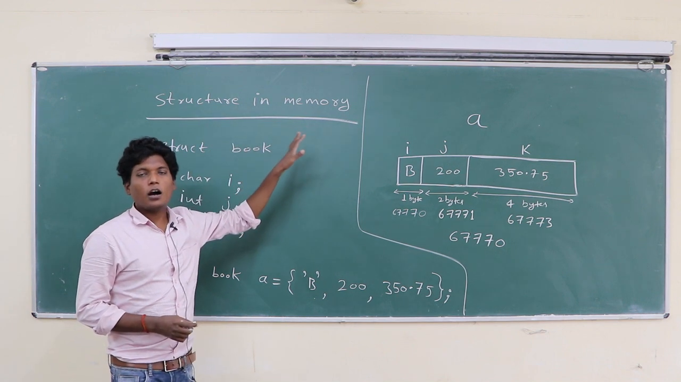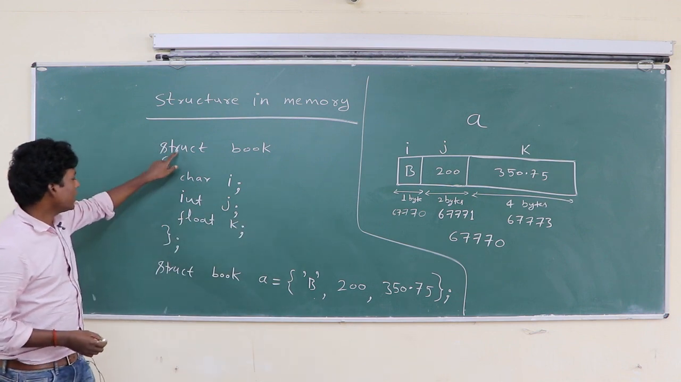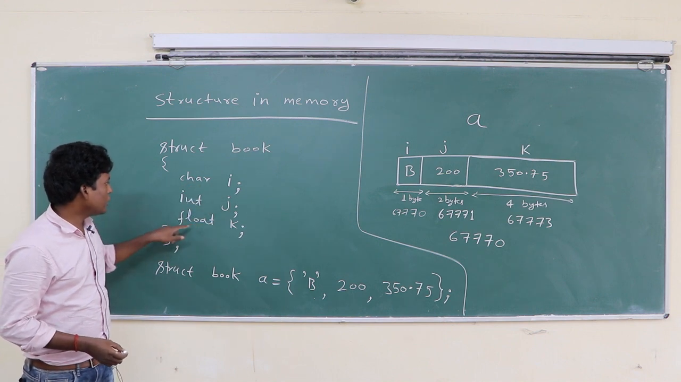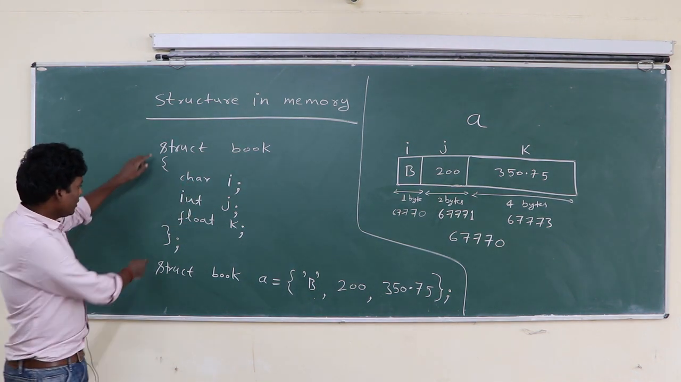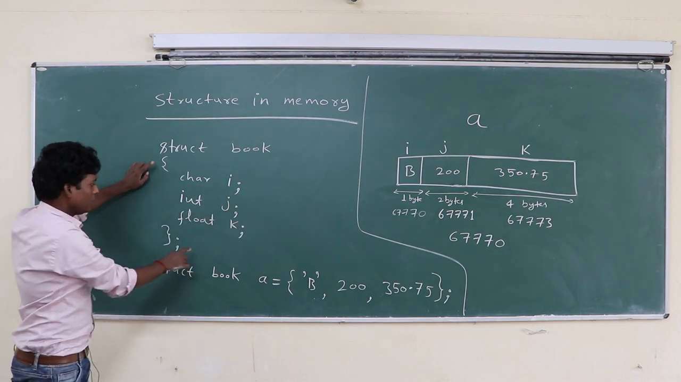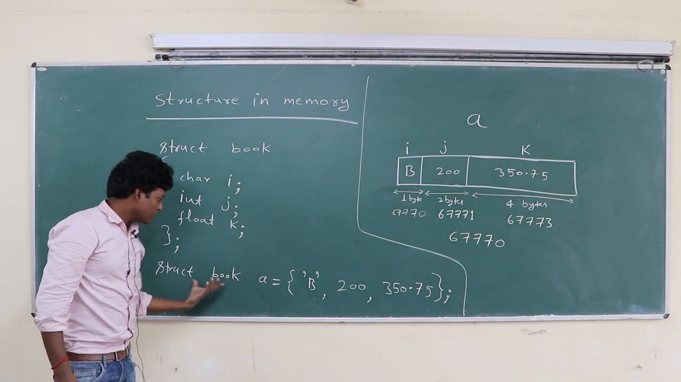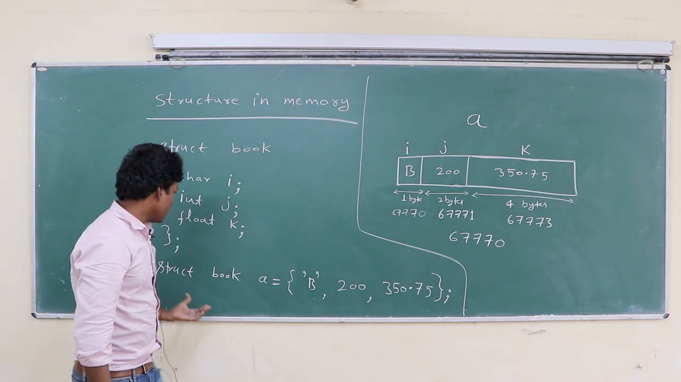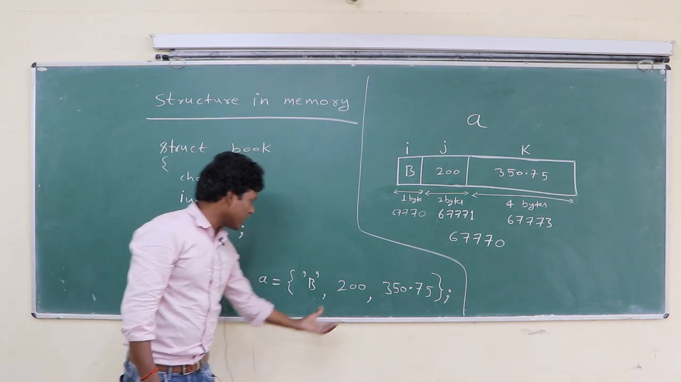Structure in memory. How is a structure represented in memory? Class, here is the struct keyword, book is the structure name, char I, int j, float k, these are the structure elements or structure members. Okay, from here to here, this whole thing is a new data type, that is struct book. Struct book is a new data type. This is the data type, this is the variable, and this is the constant.